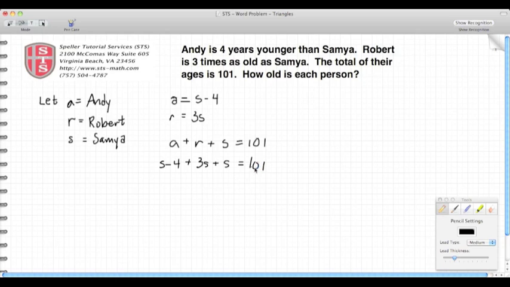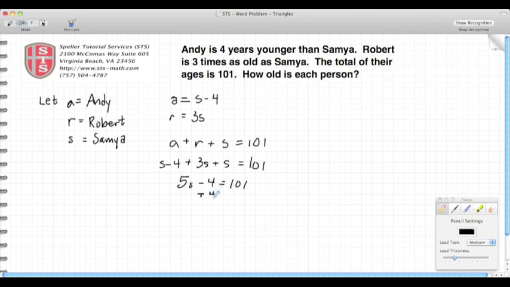Now I have an equation that I can solve because I have just one unknown, and that unknown is S or Samaya. In the previous equation, I had 3 unknowns, A, R, and S, and with these 3 unknowns, I'm not able to solve the equation. Now, back to the one I can solve. Now I'm going to combine my like terms. I have 3, 4, 5 S's, so that becomes 5S minus 4 is equal to 101.